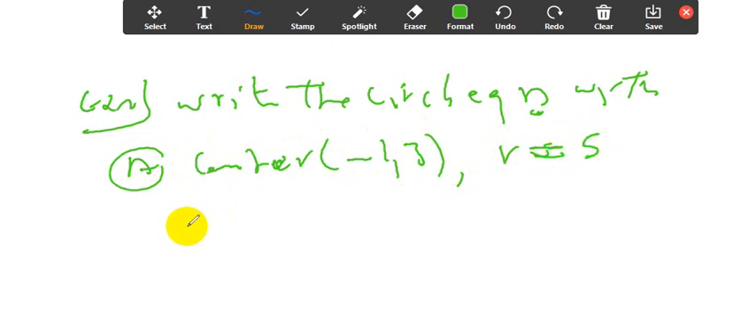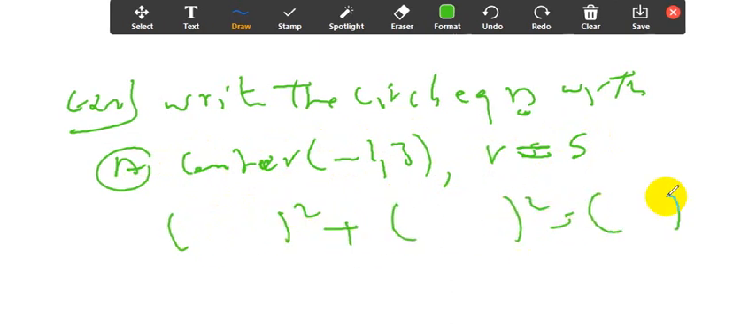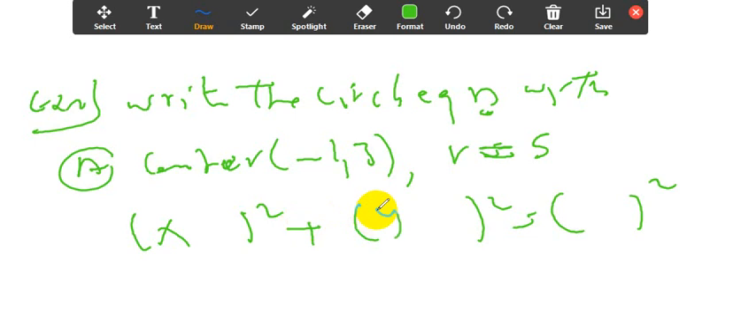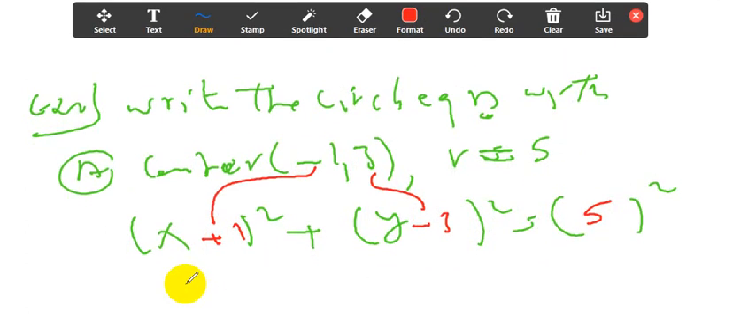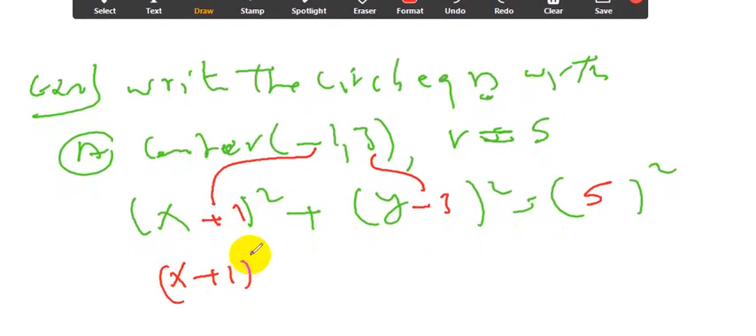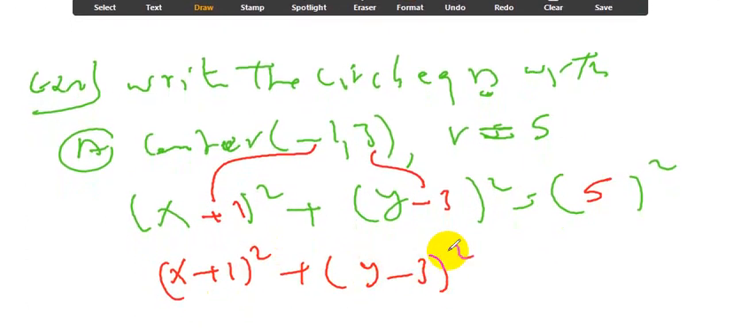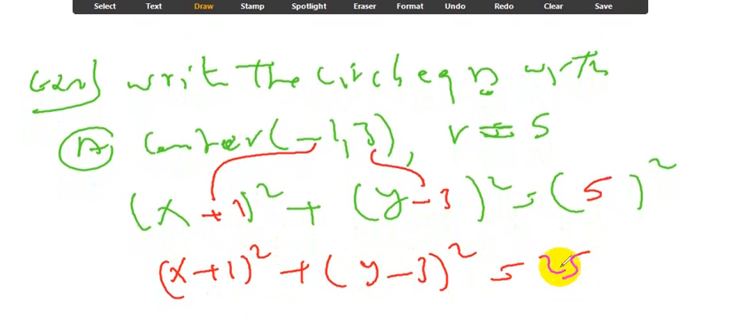So the circle equation is (x)^2 + (y)^2 = r^2, where this is x and this is y. Any value entering in a bracket should change its sign. So minus 1 will be plus 1, and 3 will be minus 3. And r is a distance, it's not x or y, so it does not change sign. Distance is always positive, so it is 5. So the equation will be (x plus 1) squared plus (y minus 3) squared equal 25.